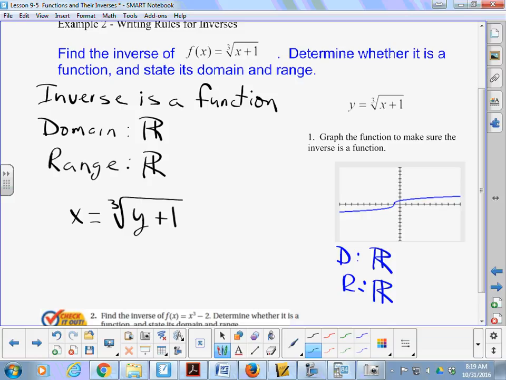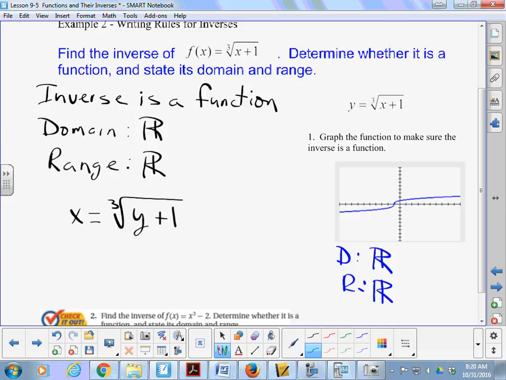And for the most part, most of the time, if the inverse is a function, then you're almost always going to have domain and range as all real numbers. At least one of them probably will be, if not both of them. All right. So what do I do to solve this for y? How do we get rid of the cube root and the 1? Which one do we do first?